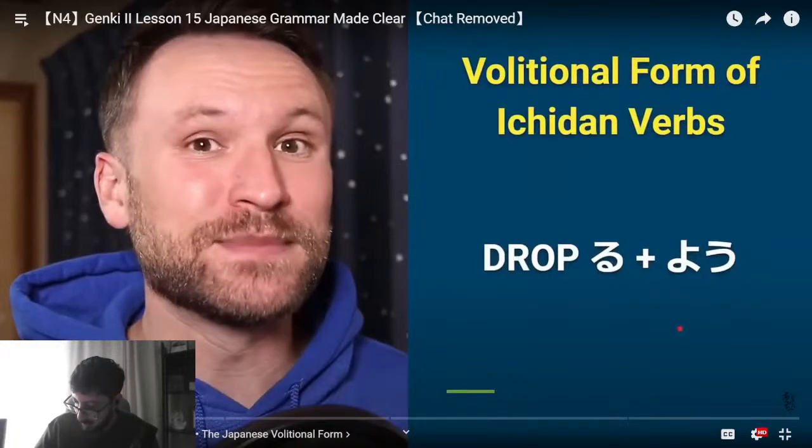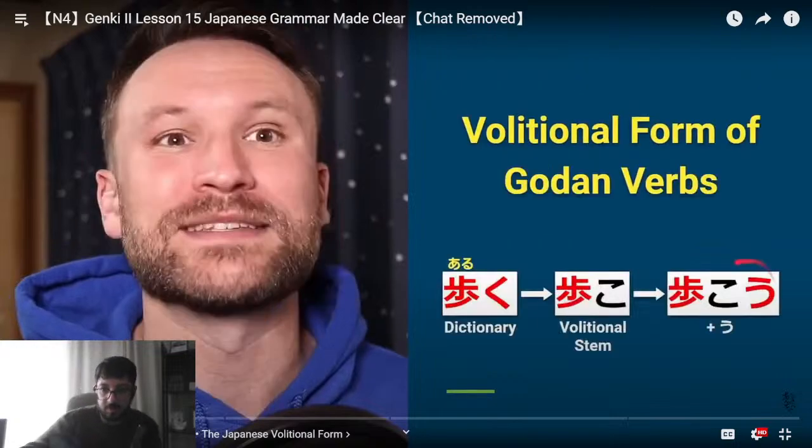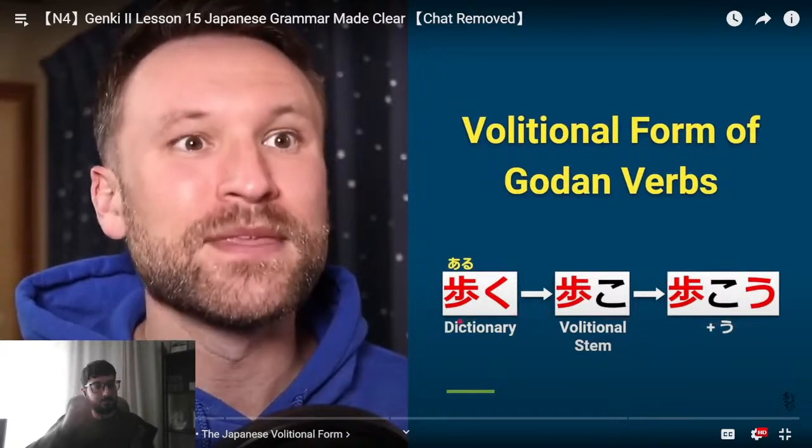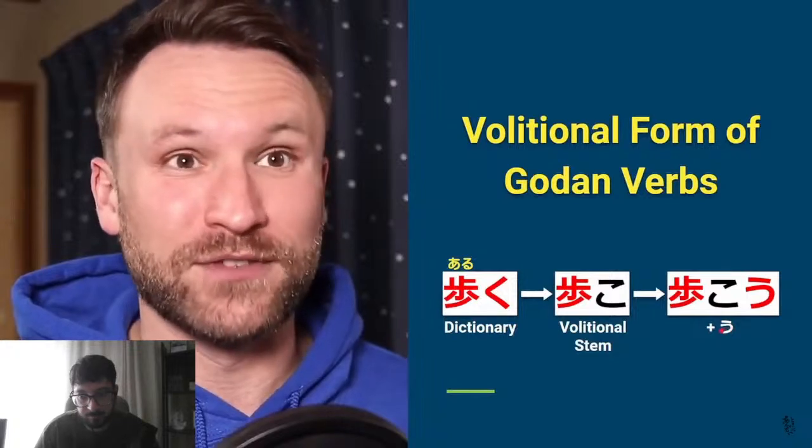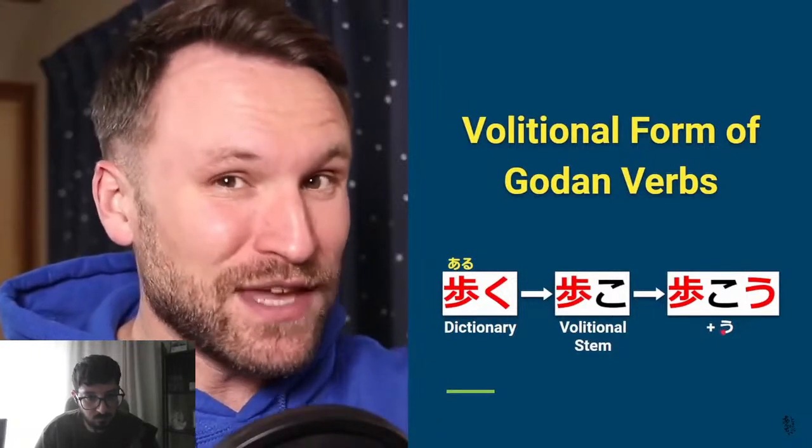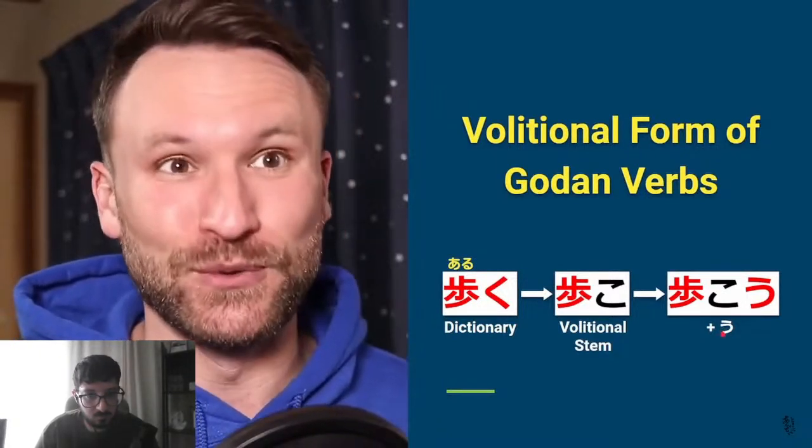For ichidan verbs, it's the volitional stem plus yo. That's it. And you just add yo. Basically extending it, okay? And that's the volitional form of Godan verbs. You move down to the o column, add u.